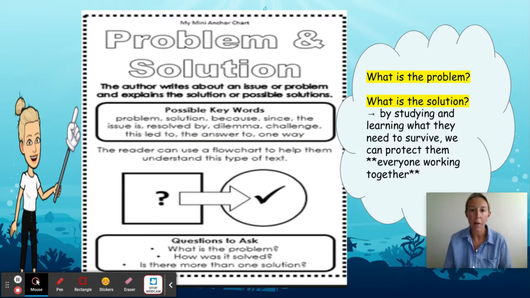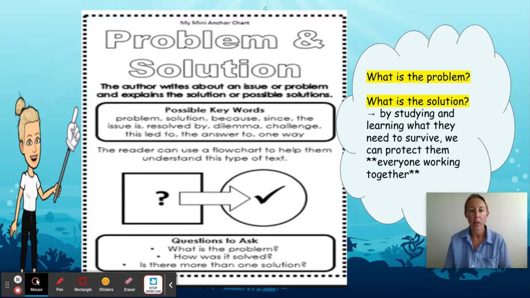The author writes about an issue or a problem. What do you think that problem is? Take a few seconds to think about it. You're right. The problem is that our oceans are becoming polluted and animals are becoming endangered. The author writes about an issue or a problem and explains the solution or possible solutions.